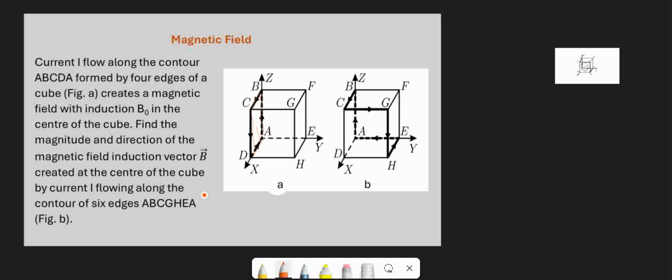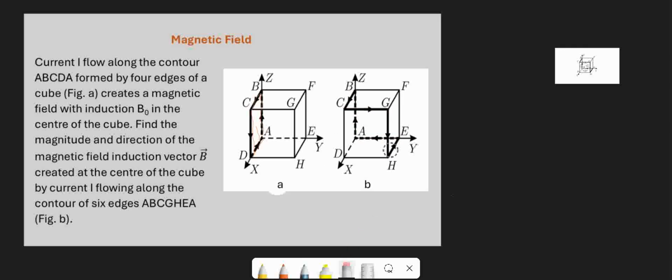Find the magnitude and direction of the magnetic field induction vector B created at the center of the cube by the current I flowing along the contour of six edges, that is A, B, C, G, H, E, A, back to A, six edges. Okay, fine.